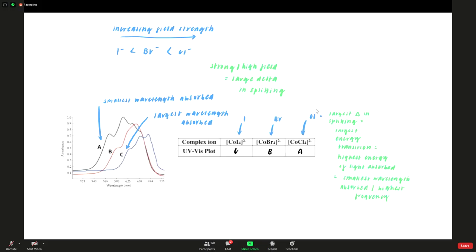So if we look over here, the smallest wavelength that's absorbed would be with A, and the largest wavelength that's absorbed is with C. They're just graphs that are moved either left or to the right slightly. Because A corresponds to the smallest wavelength, that corresponds to basically the highest energy. And so that would match with the Cl, and then we would go down for B and then C.